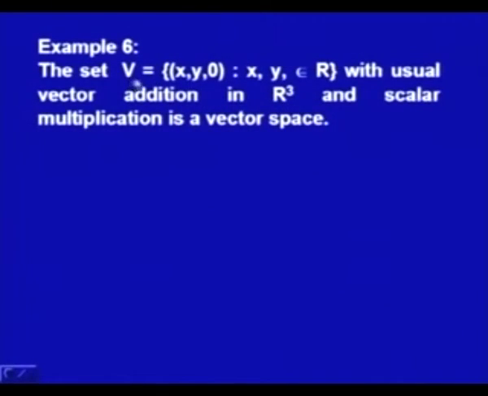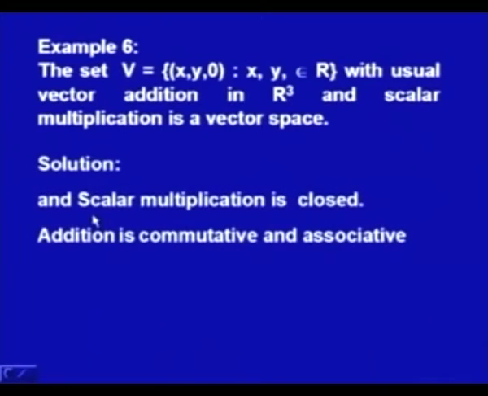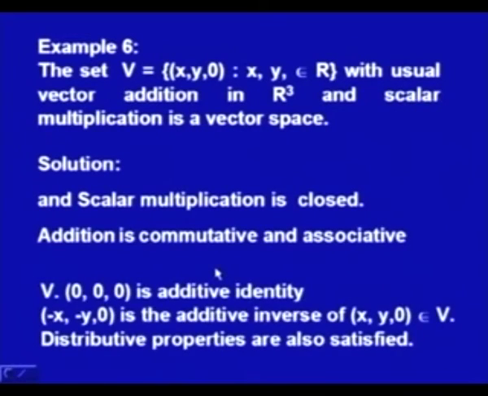Another example, we have a set V consisting of vectors in R3, x, y and z equal to 0, where x and y belong to R, with usual vector addition in R3 and scalar multiplication. This is a vector space. So, this set with usual vector addition and scalar multiplication is a vector space. Now, to prove this, one can check that addition and scalar multiplication are closed. Addition is commutative and associative, this one can very easily prove. I leave this as an exercise for the viewers.